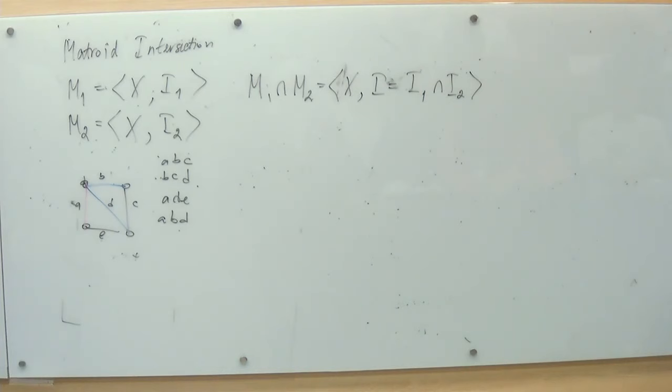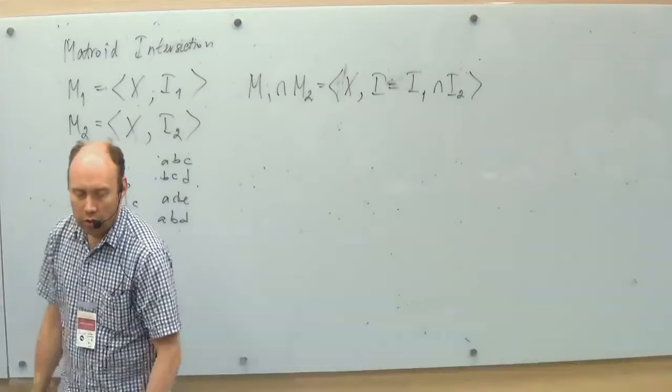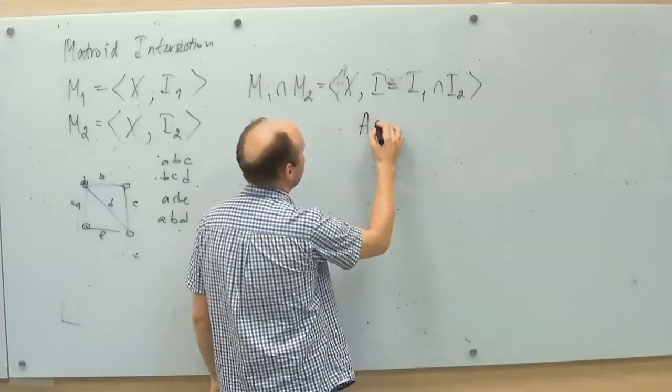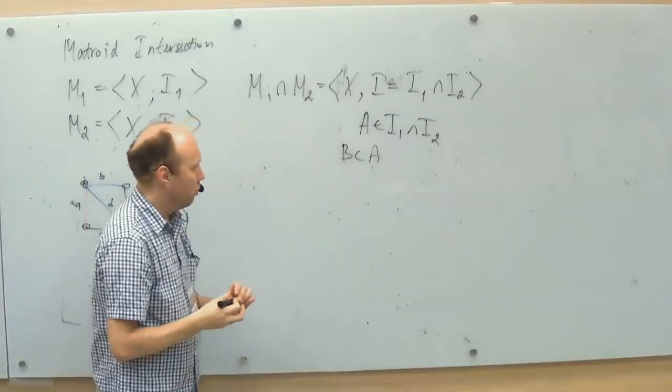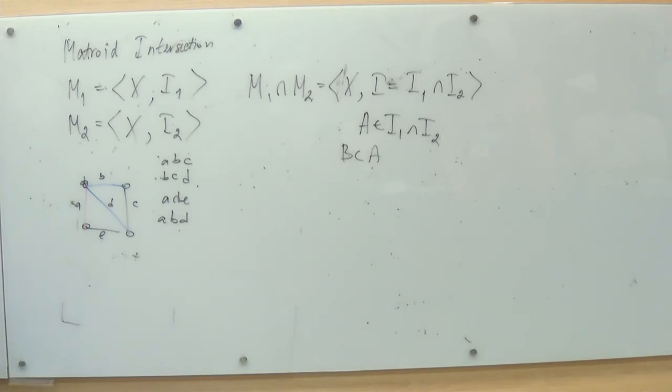So matroid intersection is an inheritance system. The first two axioms of matroids are okay. The empty set is independent in both matroids, so it's independent in the intersection. And a subset of an independent set: let's say that we have a set A that is independent in both matroids, and B is a subset. Then B is independent in the first matroid, and B is independent in the second matroid because of the second axiom in both of them. So it's independent in the intersection as well.